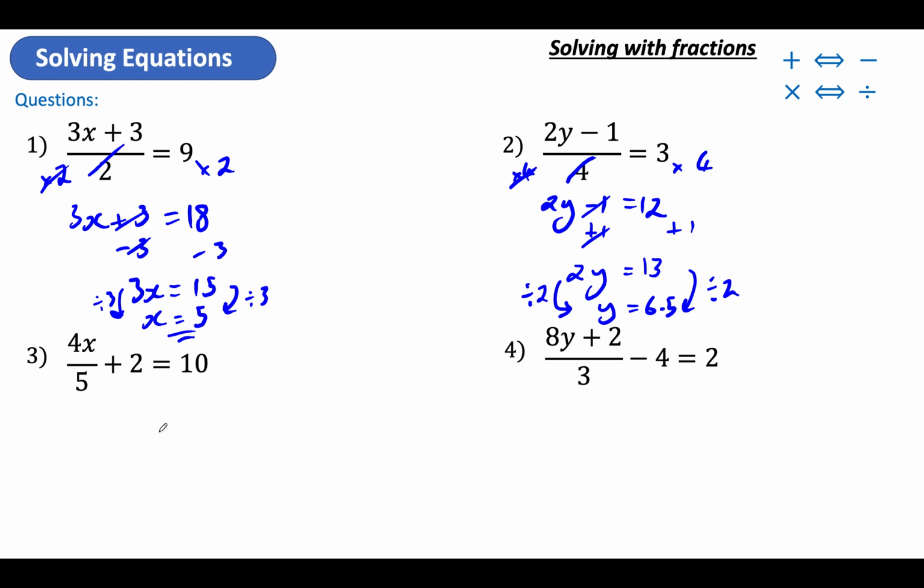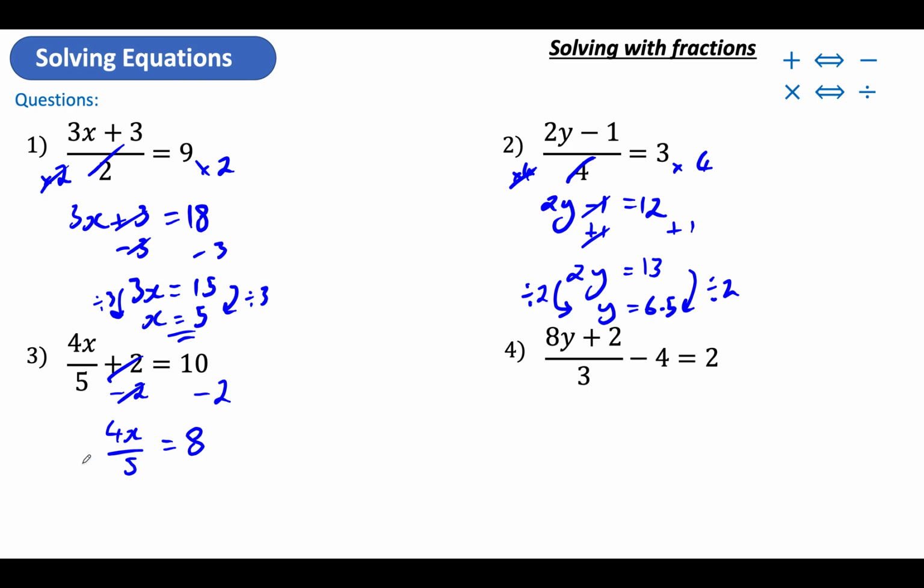And then what have we got over here? We've got 4x over 5 plus 2 equals 10. Okay, only part of it is over this fraction, so I need to deal with the plus 2 first. I can't deal with this yet. Let's just get rid of the easy thing to get rid of first. Take 2 away from both sides. So we're left with the fraction on its own, this side. And 10, take away 2, is 8.